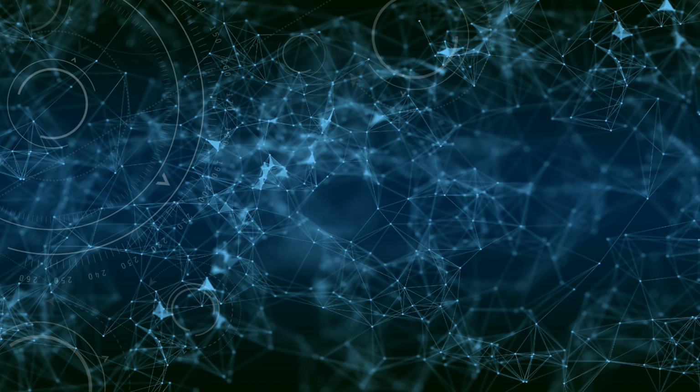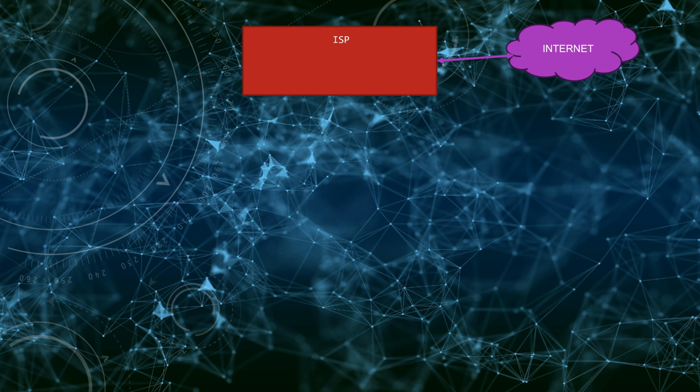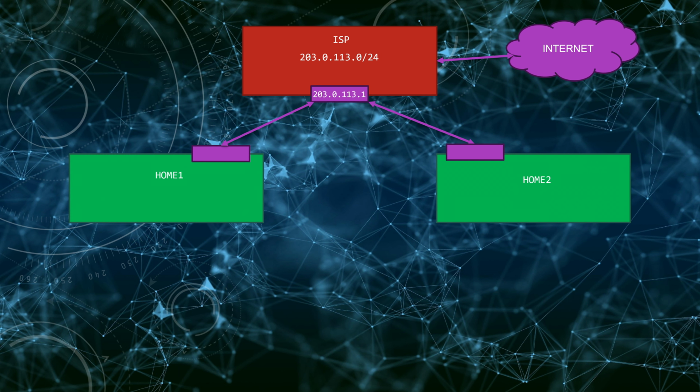Another thing that differs IPv4 from IPv6 is address allocation and methods to distribute those addresses to end devices. Of course, we are talking about residential clients. Let's imagine a very simple scenario where we have an internet service provider that has 203.0.113.0/24 IPv4 address range. That ISP provides a service to two clients, Home1 and Home2. Home1 has 113.2 public IP address, Home2 has 113.3 public IP address.